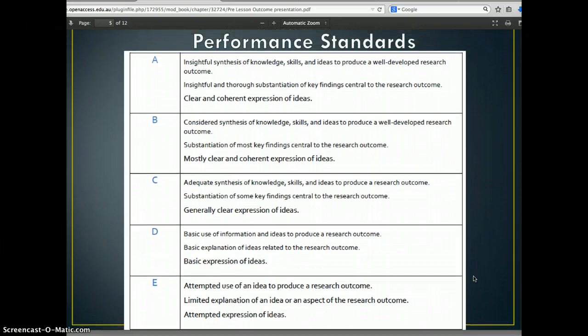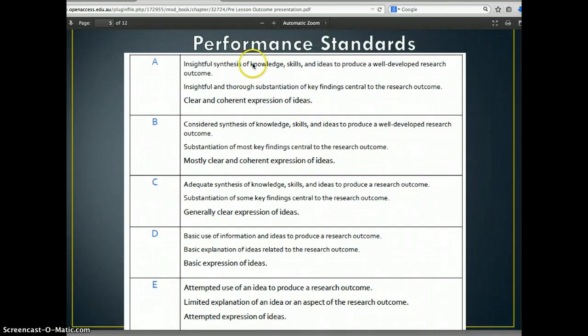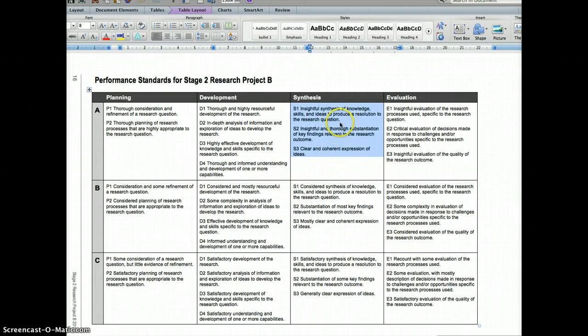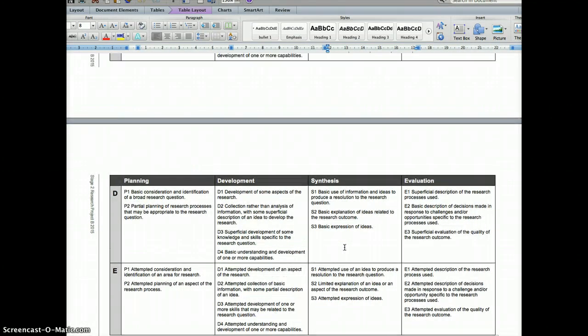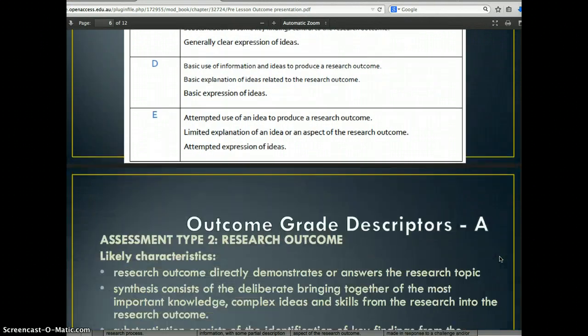And we've got these here as well. These slides are on Moodle. Insightful synthesis, insightful and thorough substantiation, and clear and coherent expression of ideas. So that's a summary of these different grades. So here you can see them. They've just been taken out and put into this slide.